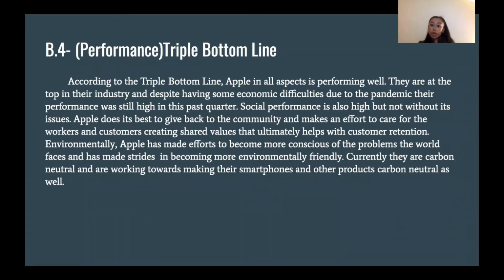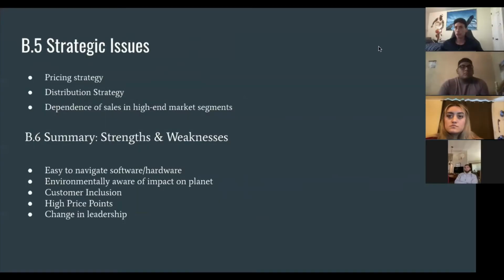So for the triple bottom line, economic performance in the past quarter was the highest it's been in the past 5 years. Social performance is also very high, and Apple does its best to give back to their communities. Environmentally, Apple is currently carbon neutral and is working to make the production of its iPhones to be that way as well by 2023. And then for strategic issues, the strategic issues that Apple has encountered within their business model are pricing, distribution, and dependence on high-end market sales.